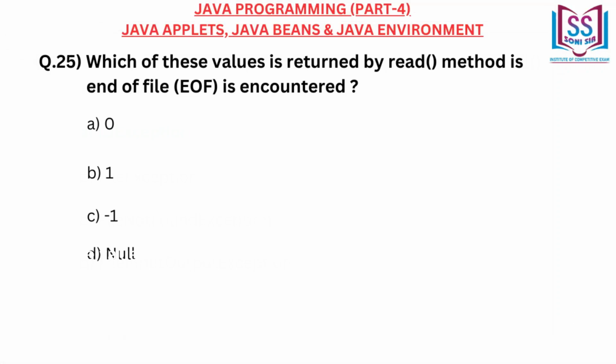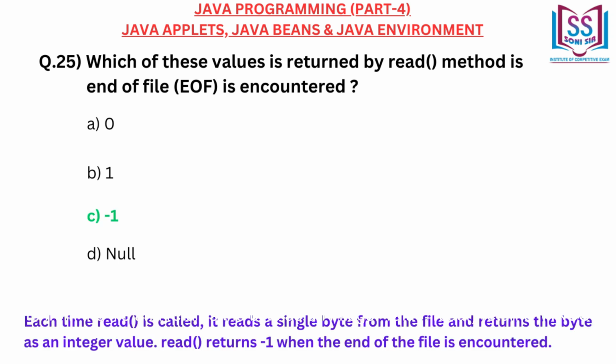Which of these values is returned by read method if end of file EOF is encountered? A. 0. B. 1. C. -1. D. Null. Correct answer C. -1. Each time read is called, it reads a single byte from the file and returns the byte as an integer value. Read returns -1 when the end of the file is encountered.